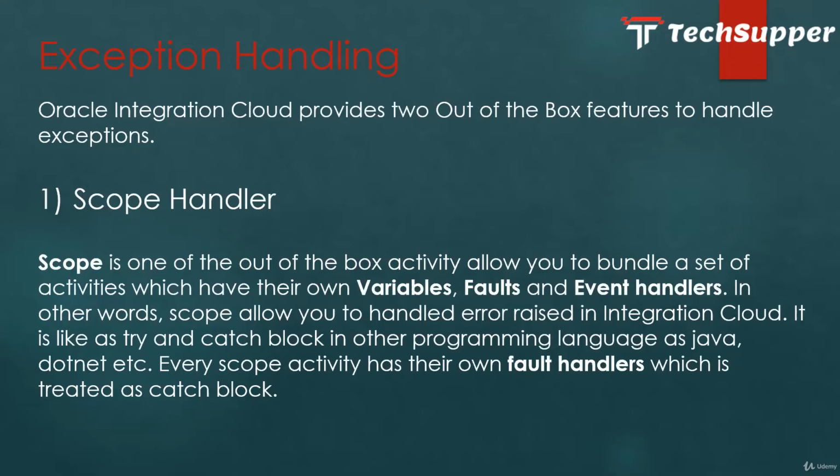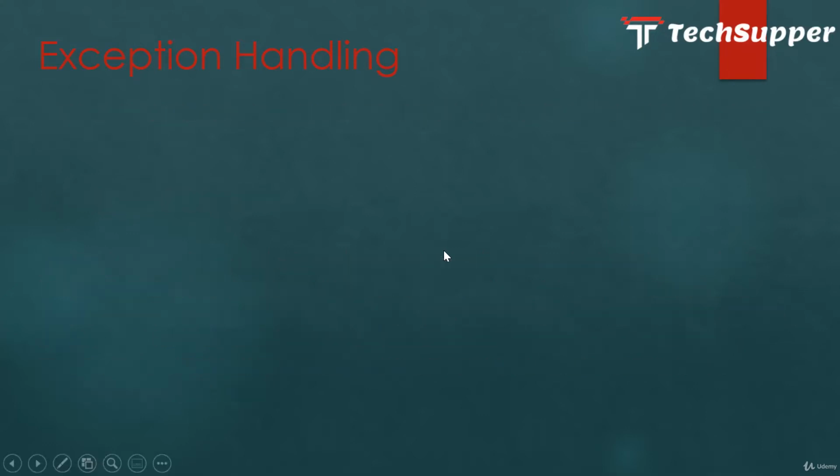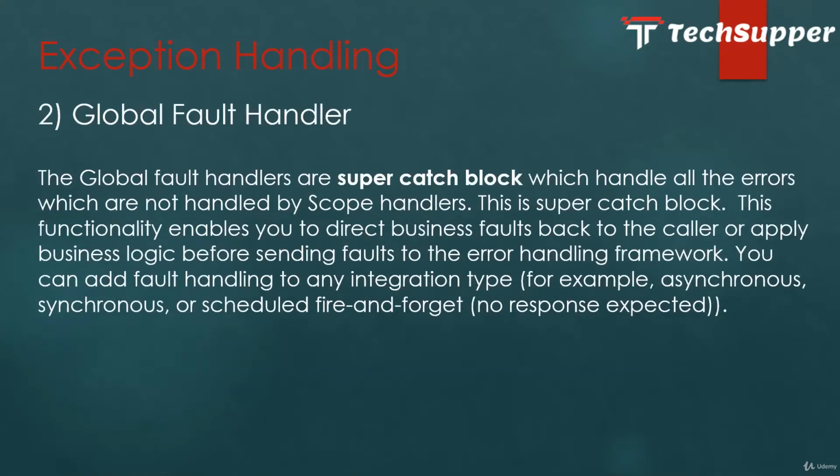the adapter. Let's suppose you are using the DB adapter inside the scope block. Then the database has its own faults and you can see them under that handler. So this is one of the ways to handle exceptions. Another is the global fault handler. The global fault handler is the super catch block which handles all the errors which are not handled by scope handlers. This is called the super catch block.